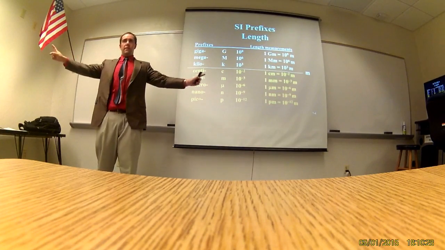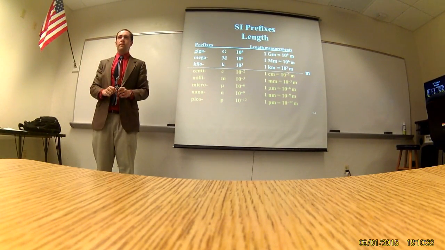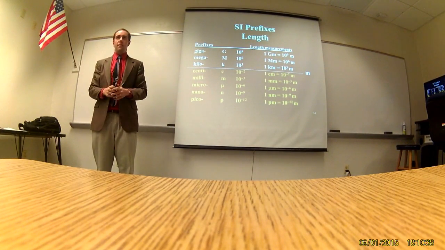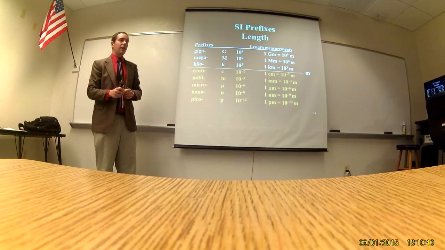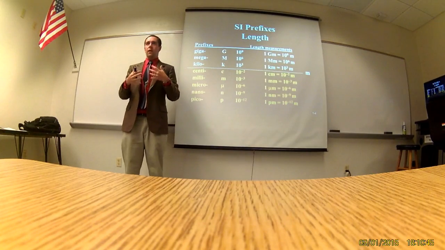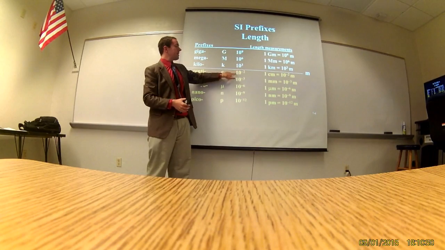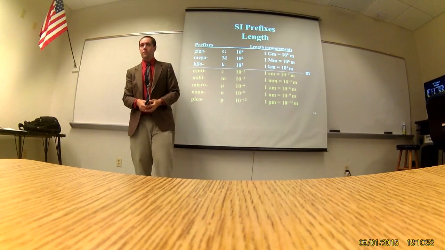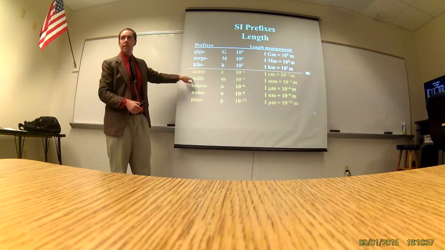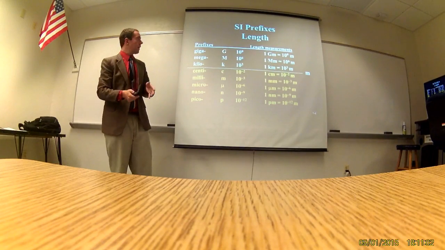If you look at a meter stick, what are the markings on that meter stick? Centimeters. And how many centimeters are on that meter stick? 100. So a centimeter is 1/100th of a meter. In terms of 10 to the power of something, that's 10 to the negative 2. That prefix, centi, you can put centi on any unit and say that means it's 1/100th of that.